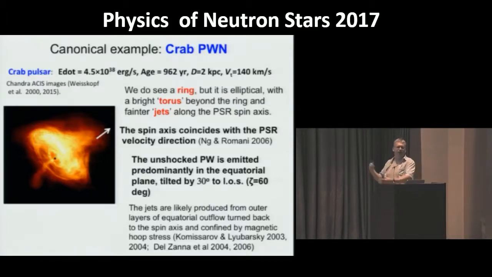So we assume that it is actually a ring. So then you can get this angle, right? So it's interesting to study this structure. There's lots of detail, so let's just mention the jets. According to most recent simulations, the jets are actually formed by the backflow from the equatorial outflow towards the pulsar, where there is a hoop stress that actually forms the jet, and those are the references, right?